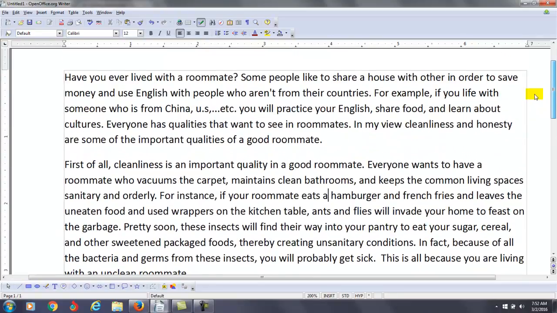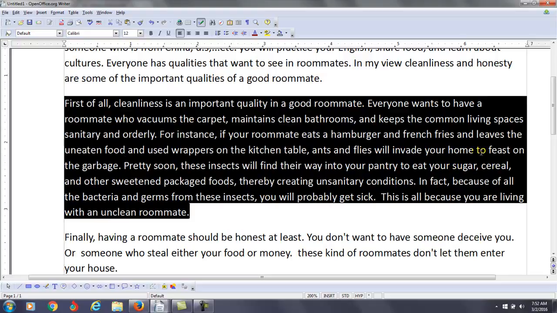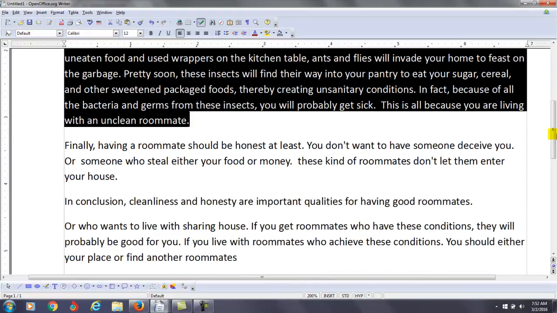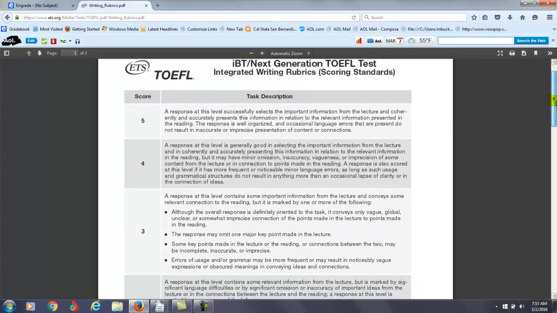Okay, so I developed this particular paragraph here, right? Now look at the length of my paragraph compared to the one that you wrote in your next paragraph. You say, having a roommate should be honest at least, but you don't really spend much time developing that idea, right? You also have some word choice issues. So what is your score now?